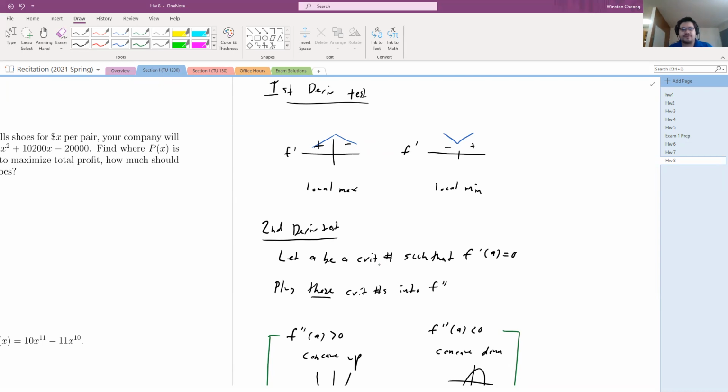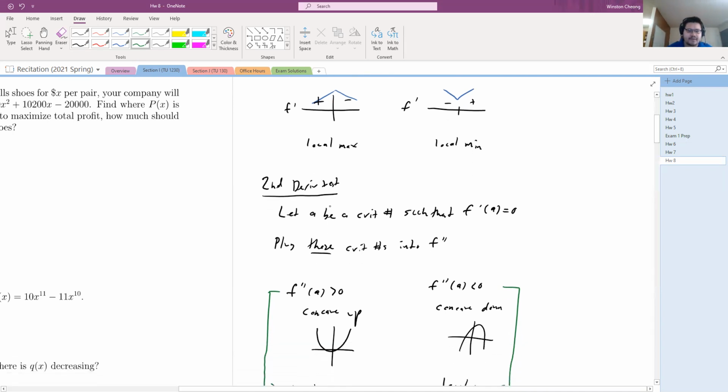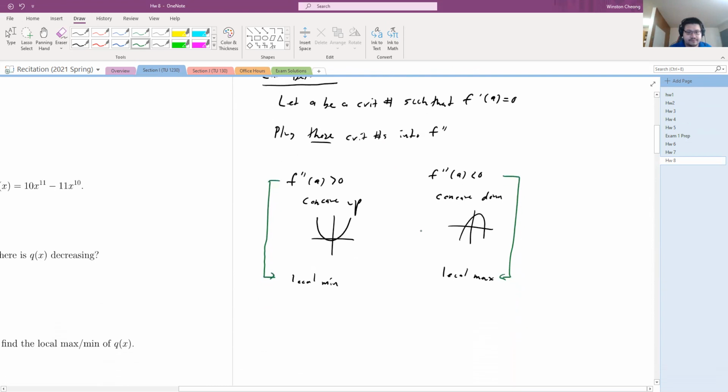And I'll say that usually it's easier to do the first derivative test, since usually the second derivative is harder to calculate. But there are instances where the second derivative is very easy to calculate and also very easy to plug into. So you might see that in the homework. I don't remember, but occasionally you can use the second derivative.